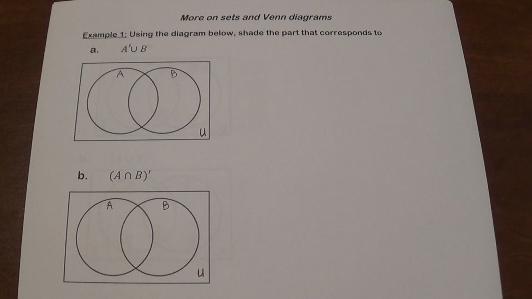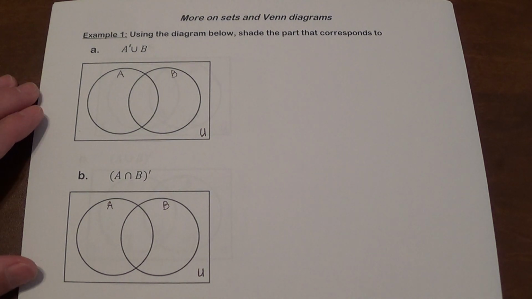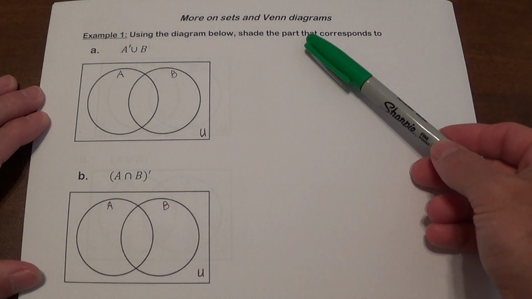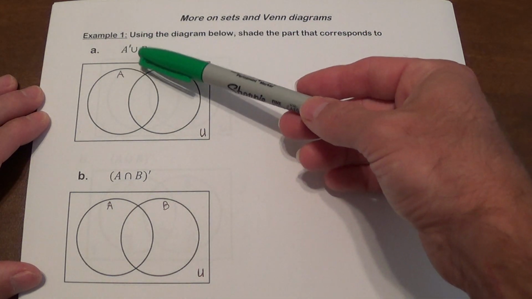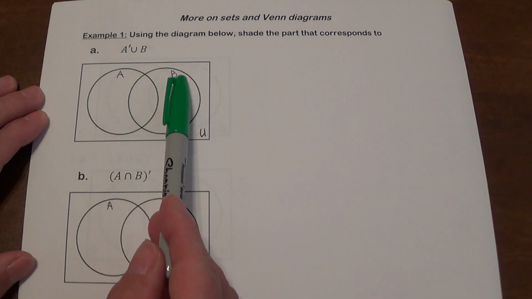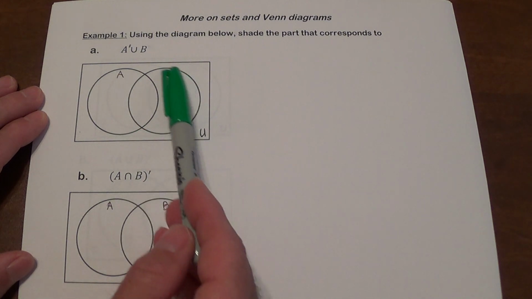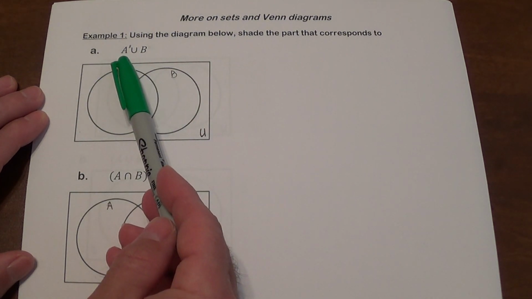Hi, we are going to continue our discussion on sets and Venn diagrams. So let's start with this simple example. We want to shade the region that corresponds to A complement union B. So we're trying to do a union of two sets, correct? The complement of A will be everything that lies outside of A. So that would be everything inside these boxes except what's inside of A.